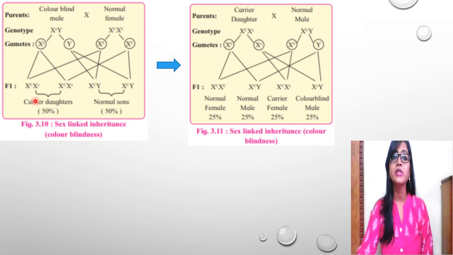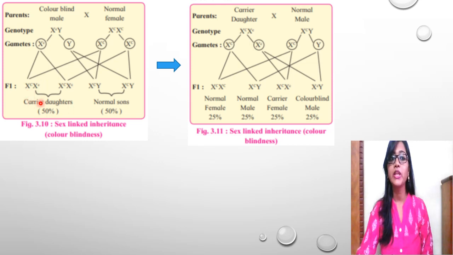Now why does this happen? In the F1 progeny, the XX and XY, now see this X from the male, colorblind male, is with the recessive gene, okay. So that is getting fertilized with this normal female, as the dominant gene is coming from the ovum, okay. So one is with the normal or dominant capital C gene, another is with the recessive gene. So the dominant gene controls the recessive gene. So there is no expression of the recessive gene here, as the dominant gene is present.